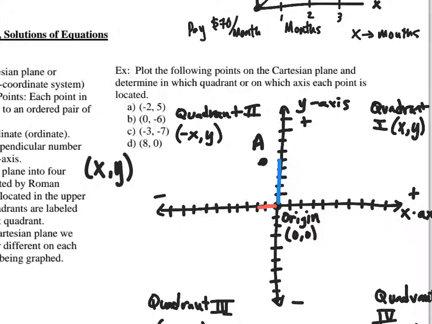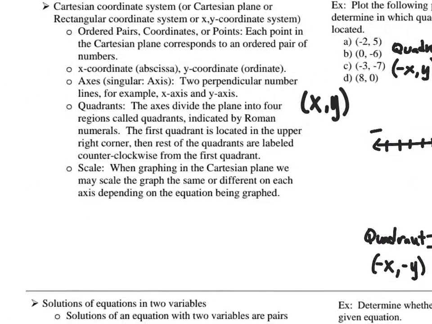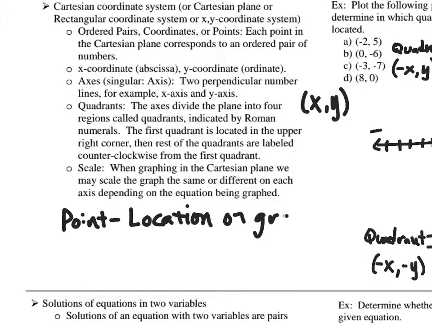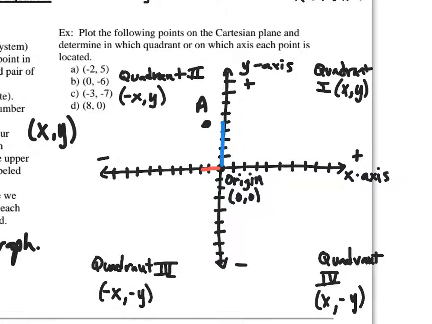And all that is a location. So a point, let's write that over here. A point just represents a location on the graph. Okay, and that's it.